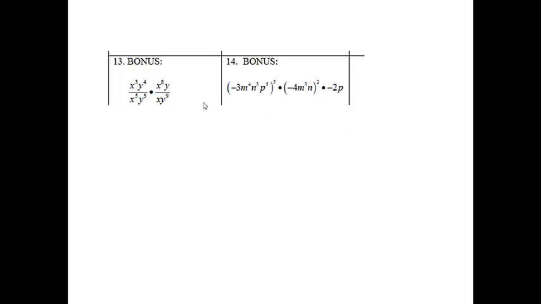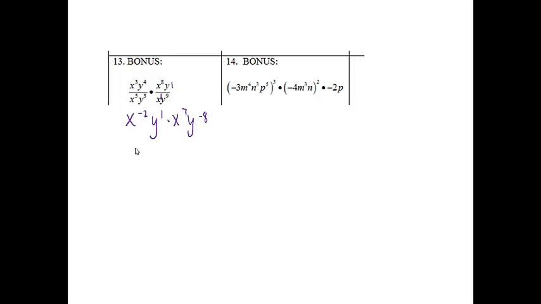Okay, number 13 and 14 are both bonuses. I think we're very familiar with number 13, so I would definitely suggest doing this one. On this one, we can either work across or down. I'm going to work down first. If I subtract, I'm going to get x to the negative 2, and then y to the 1, and then I'm going to put some 1s there. I'm going to get x to the 7, y to the negative 8, because I'm subtracting each time.